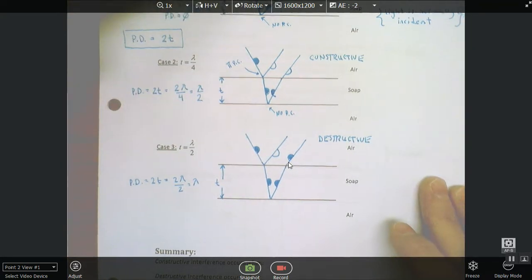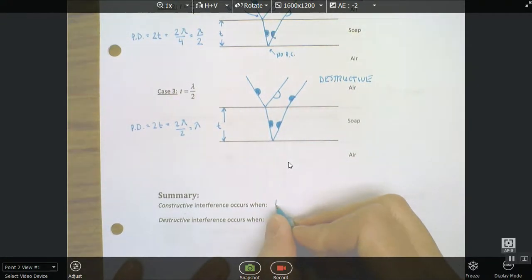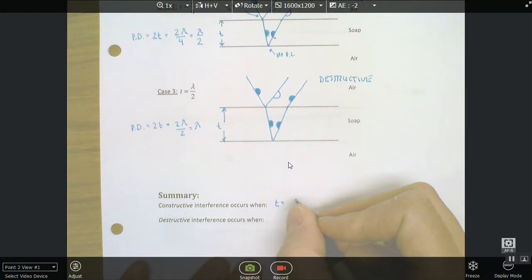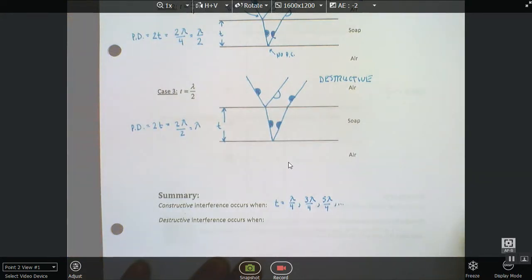So you can summarize this really nicely, and it's like this. Whenever the thickness is 1/4 of a wavelength, 3/4 of a wavelength, 5/4 of a wavelength, so on and so forth, or when the path difference is half a wavelength or 3/2 of a wavelength, etc., just following the 2t rule, just multiply this by 2, what you'll notice is you will always get constructive interference.